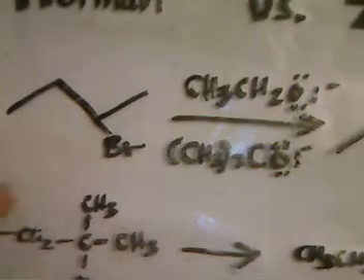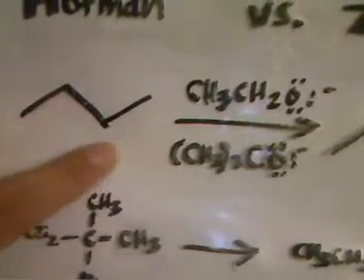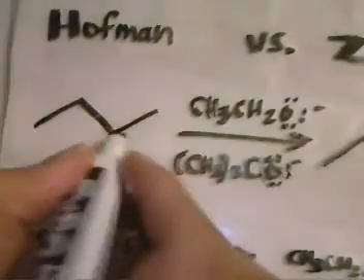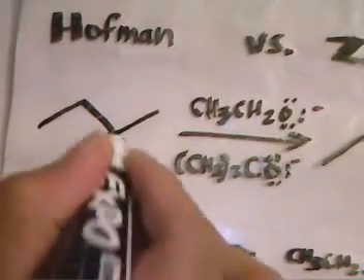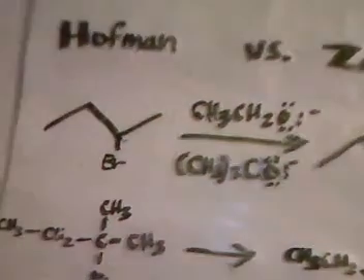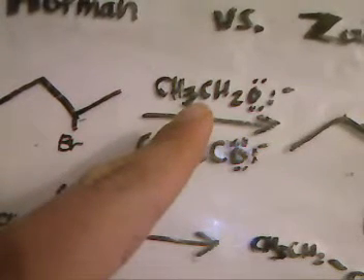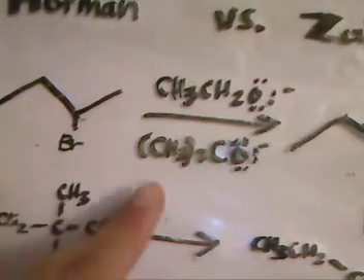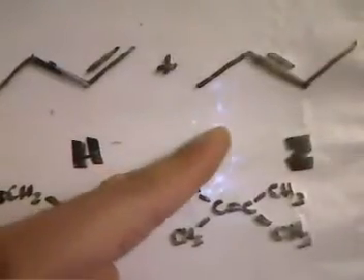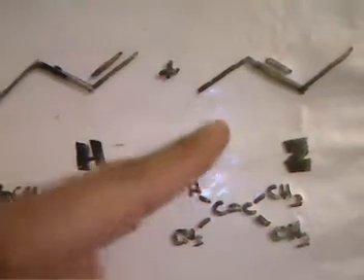So for example, if we have this alkyl halide, when treated with the ethoxide ion, which is a strong base, but it's non-bulky, we expect a Zaitsev product to form. So this product, the major product, will be the Zaitsev product.